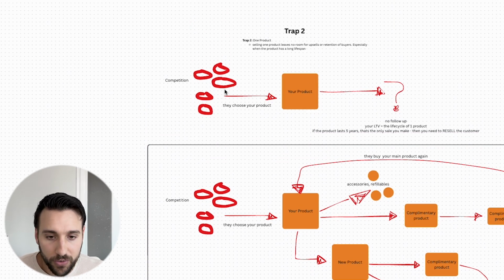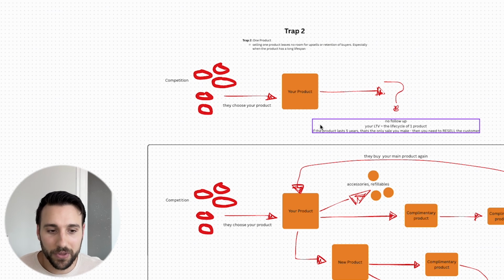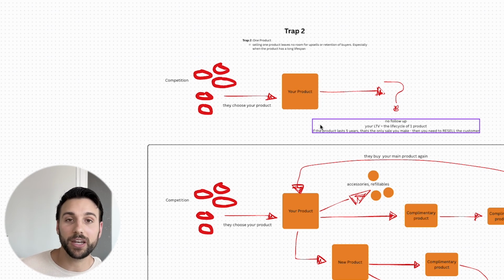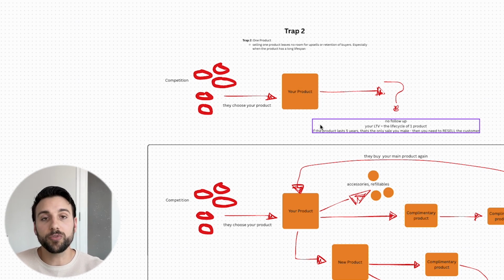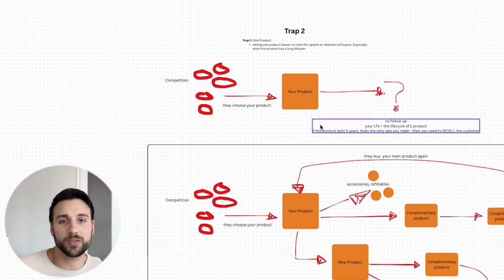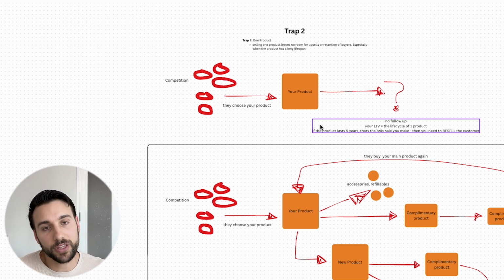So the issue with having only one product is there's no follow-up. Your lifetime value is equal to the life cycle of one product. And if the product lasts 5 years and that's the only sale you make, then you need to resell the customer on the way back. After your product is worn out and they're going through that next cycle of buying, you're going to have to recompete with all the competitors that have new products out, that have different offerings, and then resell the customer on buying your product again. That's so much work, so much cost, and so much drop off that is going to be incurred.